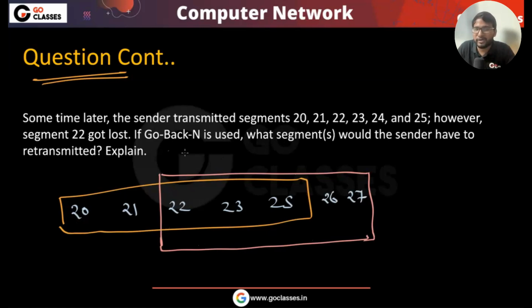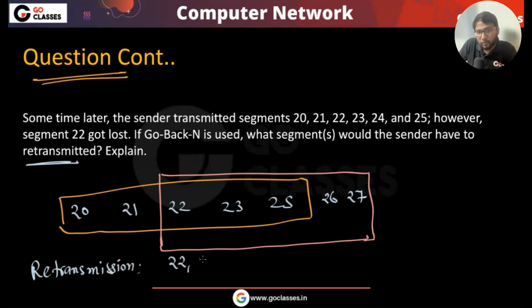They're only asking about the retransmission. So they're not asking about the new transmissions. Since they're only asking about the retransmission, the retransmission is for 22, 23, 24, and 25. Okay. Retransmission is for 22 to 25. Understood?